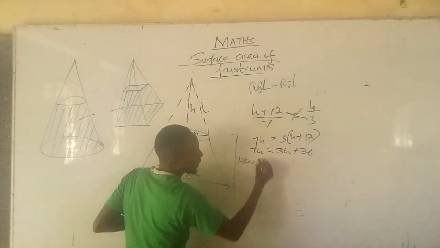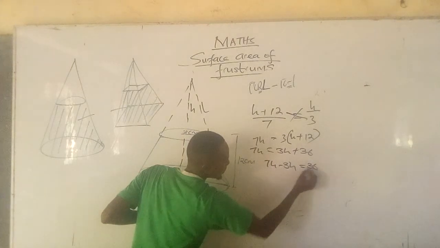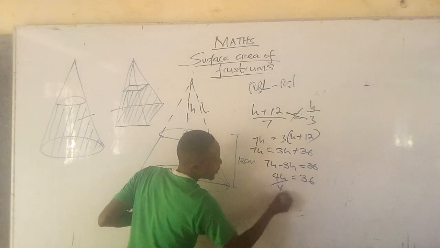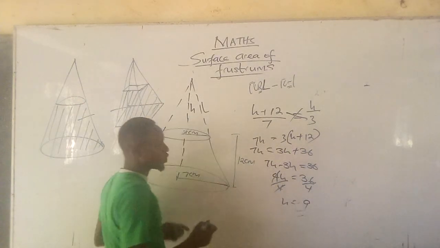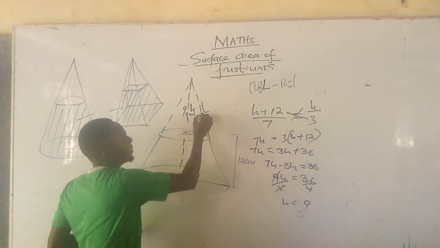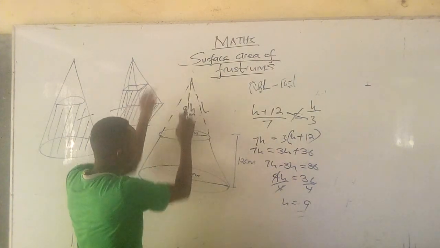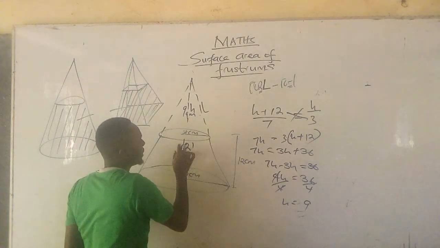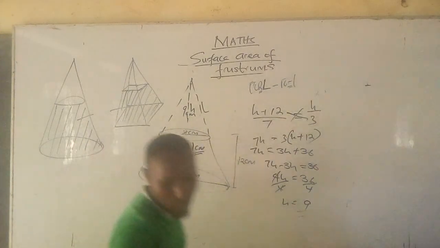Then collect the like terms together. 7h minus 3h is equal to 36. Therefore, that becomes 4h is equal to 36. If we divide by 4 on both sides, our height becomes 9. So we have now known that the height of the smaller cone is 9 centimeters. In this case, our total height will be 9 plus 12, which is 21 centimeters.